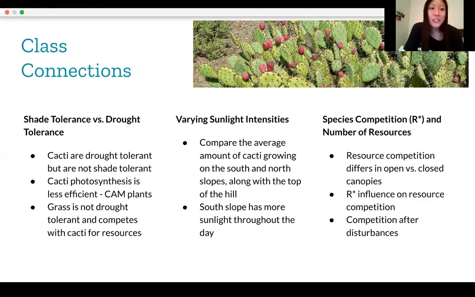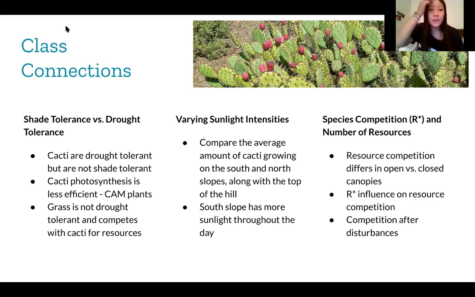To start out, we wanted to talk about connections that we were making to class as we were collecting data. One of the connections that we made was shade tolerance versus drought tolerance and how there's a trade-off between plants. We know that cacti are drought tolerant, but they are not shade tolerant. But they were also growing amongst different grass species and different plant species that were not drought tolerant, but were competing with cacti for resources, and more specifically light is what we're looking at.